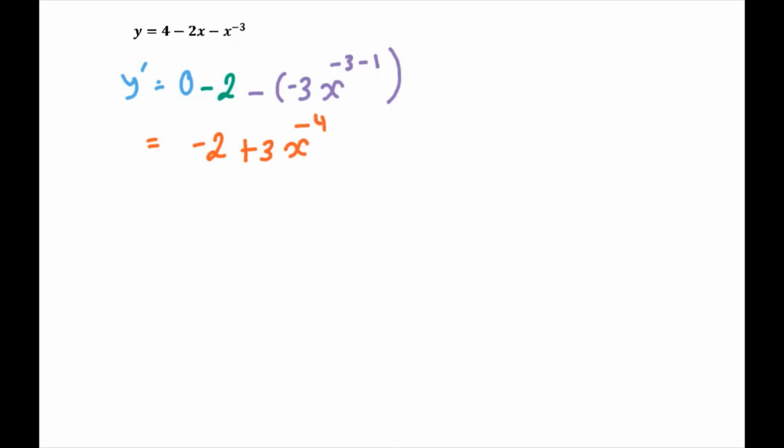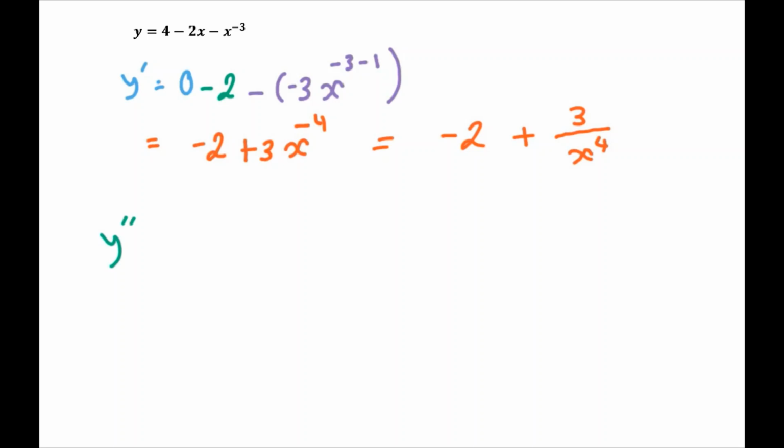Same here. So y prime: the derivative of 0 is 0, then minus 2, the derivative of negative 2x is negative 2, and then minus negative 3, x to the power of negative 3 minus 1, which is equal to negative 2 plus 3x to the power of negative 4. You can rewrite it as negative 2 plus 3 over x to the power of 4.